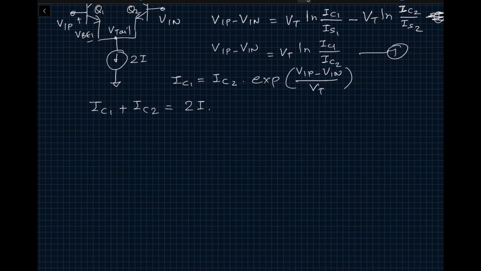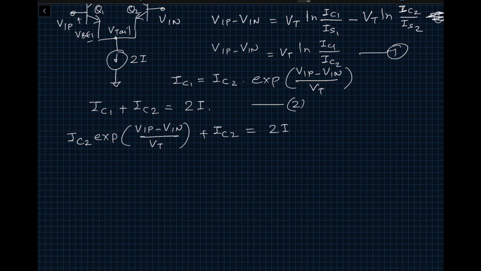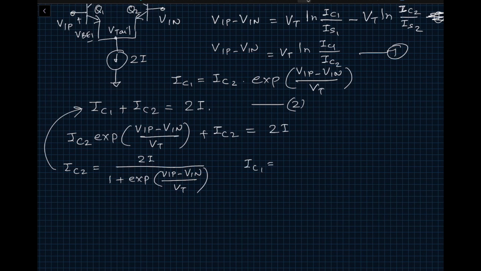Now we can substitute the IC1 in equation number 2, and we can write it out as IC2 times exponential of VIP minus VIN divided by VT, plus IC2, is equal to 2 times I. Then you can collect the terms and you will get IC2 equal to 2I divided by 1 plus exponential of VIP minus VIN divided by VT. That would be IC2. Then, substituting this back into equation number 2, we can get IC1, which will be equal to 2I minus IC2. That would be it, right?